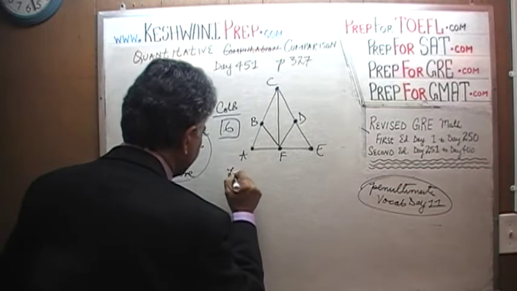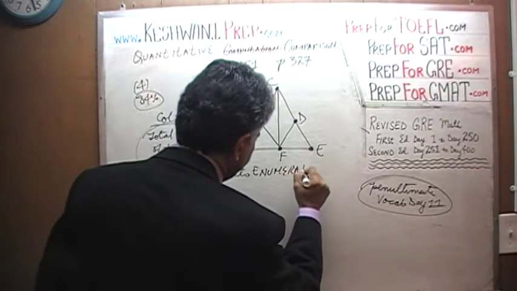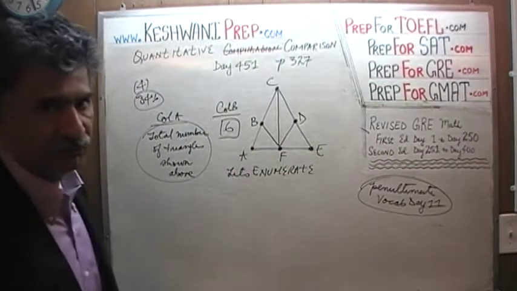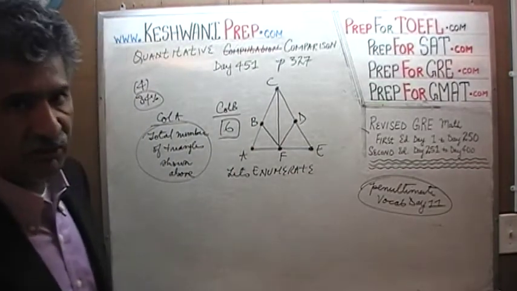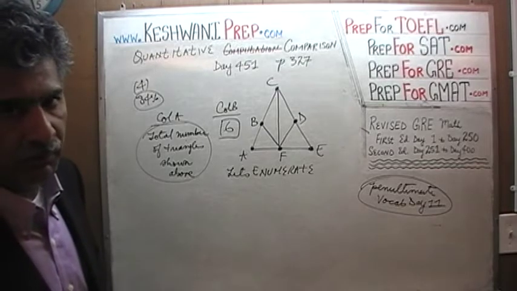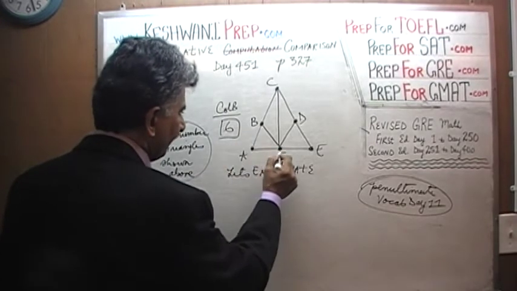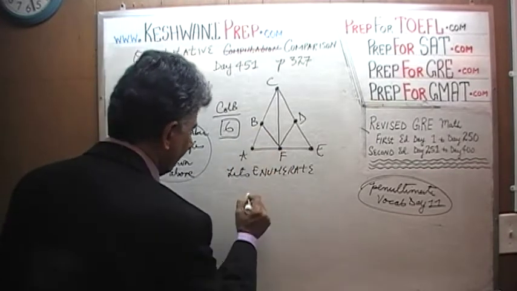And now let's enumerate them. Let's make a list of the triangles as we see them. The key here is to go systematically, logically, don't go all over the place haphazardly. So I'm going to start from the left hand side, A, B, F. I see one triangle here, A, B, F.